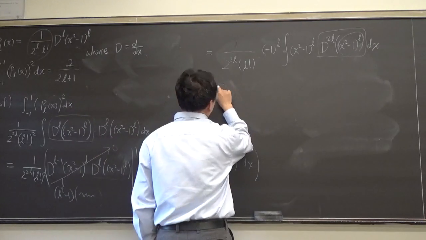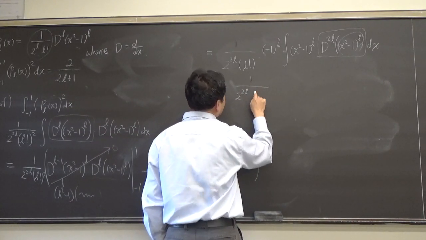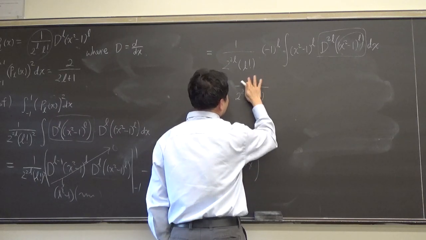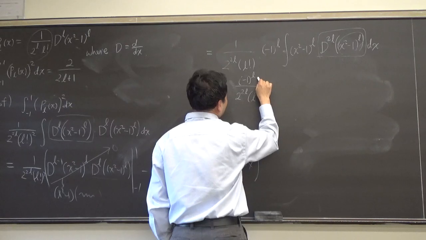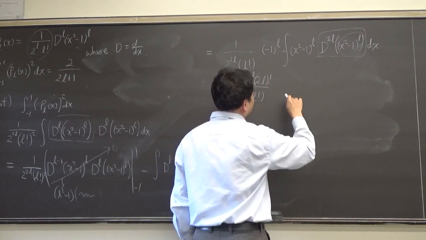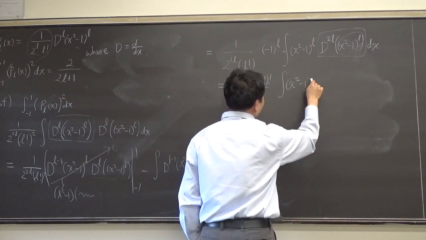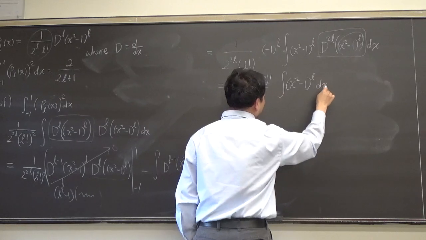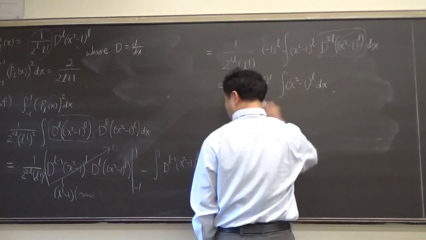So you're going to get 1 over 2 to the 2l, l factorial, negative 1 to the lth power, 2l factorial, and times the integral of x squared minus 1 to the lth power dx. Oh, I forgot to say negative 1 to 1.